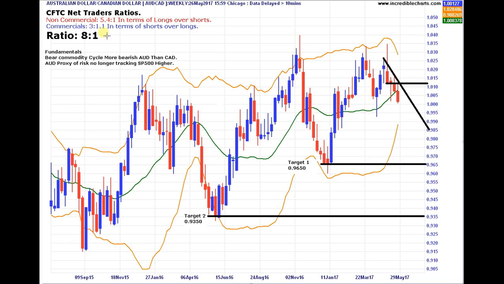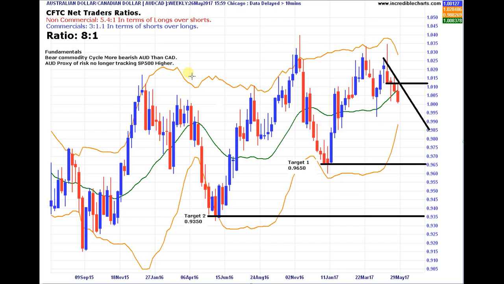Now, last week I was saying that the fundamentals in our view have shifted in favour of the Canadian dollar. We've got a bear commodity cycle in place now, which is more bearish for the AUD than it is for the CAD historically, and the AUD normally acts as a proxy of risk. It's the currency that is most likely to go higher when stock markets go higher. It's not tracking the S&P 500 higher anymore.